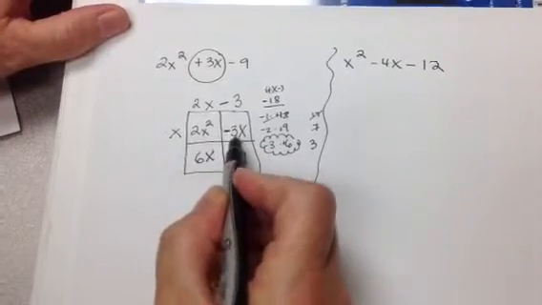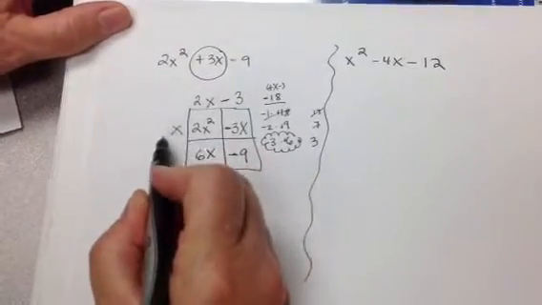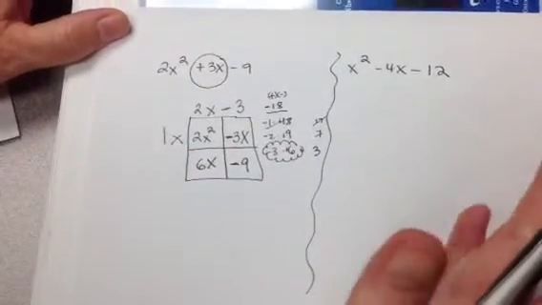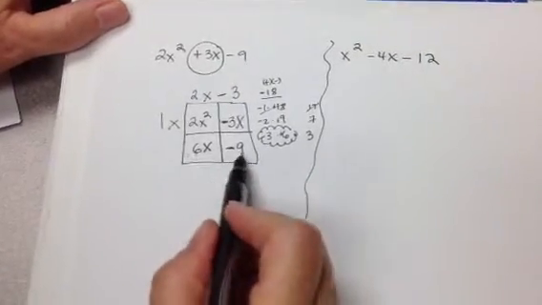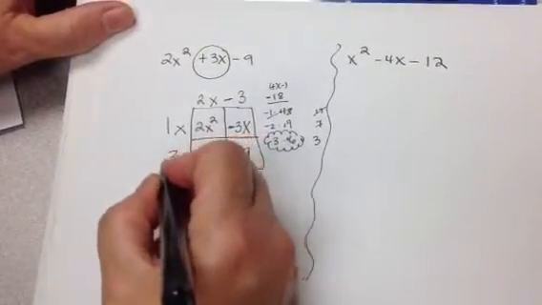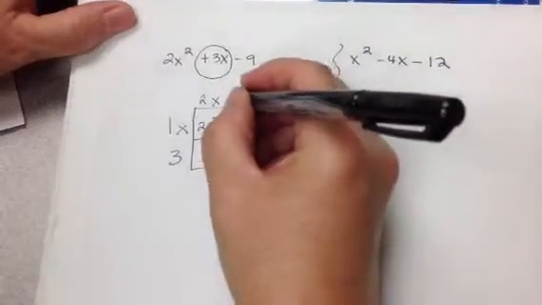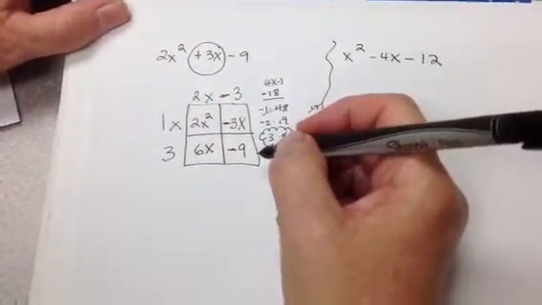And of 2 and 3, the GCF is 1. I don't have to write that 1, but if you do, it's not wrong. All right. 6 and 9, the GCF is 3. Why didn't I worry about that negative? Because I already dealt with it when I placed that negative there.